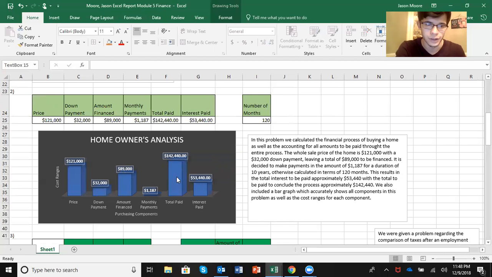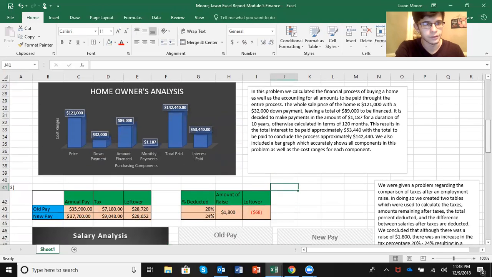And we also inserted a bar graph to show you all the components throughout this process and also their price ranges. So you see here is the total paid, also including the interest paid. You see the interest here, and that is added on to the total price after everything else. And you have your initial price of the home, your principal, as well as your down payment and the amount that you need financed, which also correlates with your monthly payments.